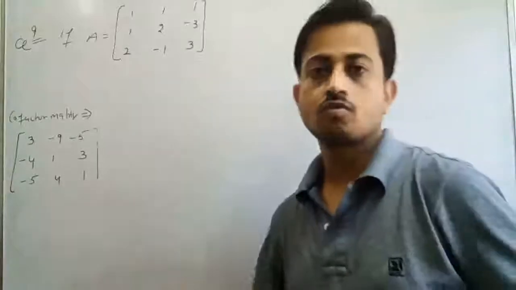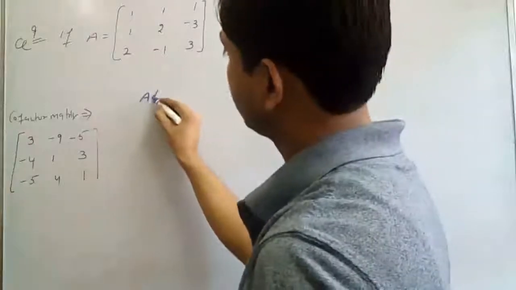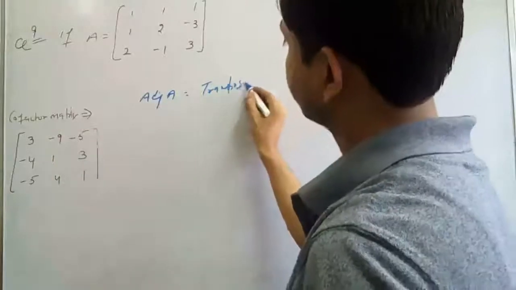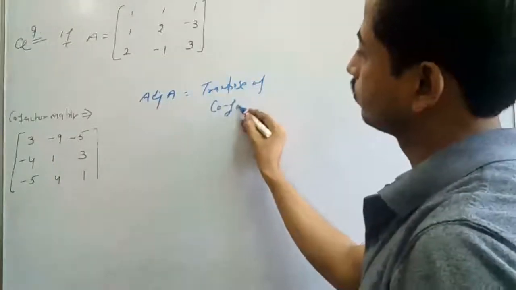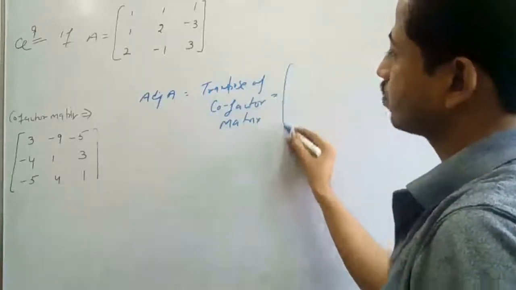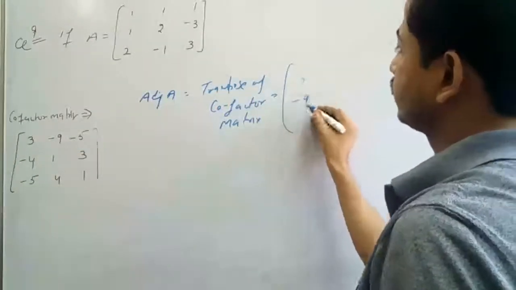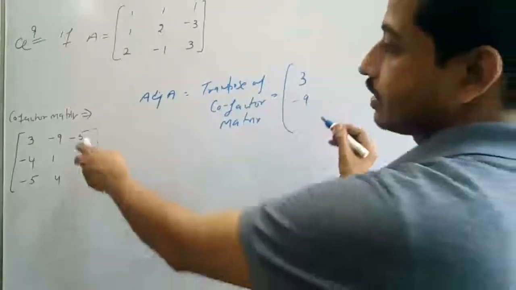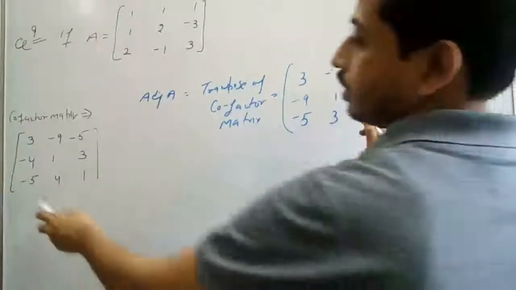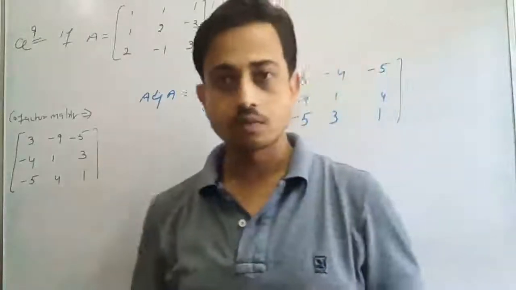So this is our cofactor matrix. Next step is to find the adjoint. The adjoint matrix is the transpose of the cofactor matrix. We know the cofactor matrix is this. Take its transpose. First row is 3, -9, -5; -4, 1, 3; -5, 4, 1. So we did the transpose, and we get the adjoint.